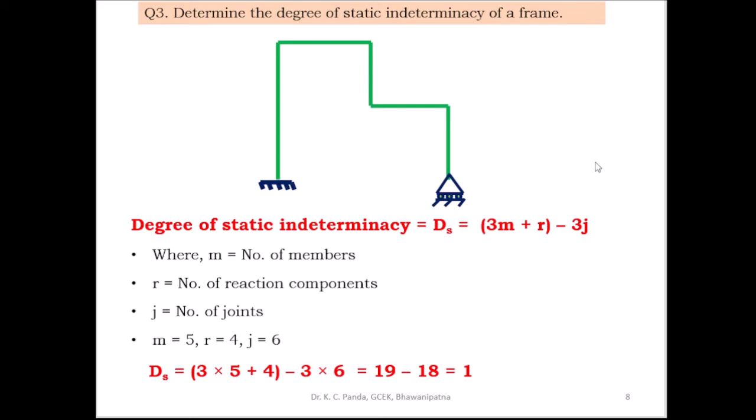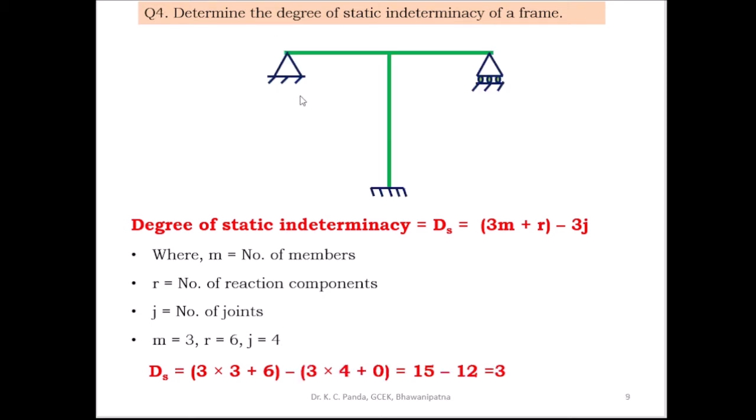So ds is equal to dsc plus dsi. So dsc is equal to 1 and dsi is equal to 0. So 1 plus 0 is equal to 1. ds is equal to 1. And here also you got 1. The degree of static indeterminacy of this frame is equal to 1.